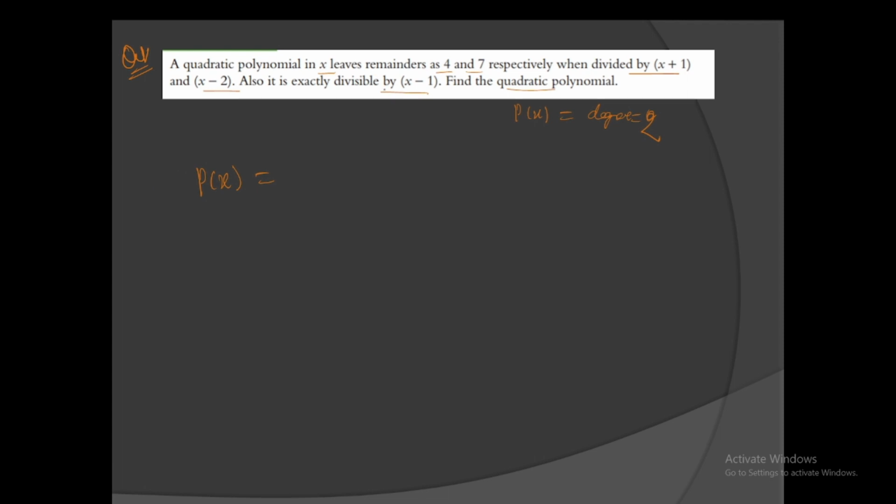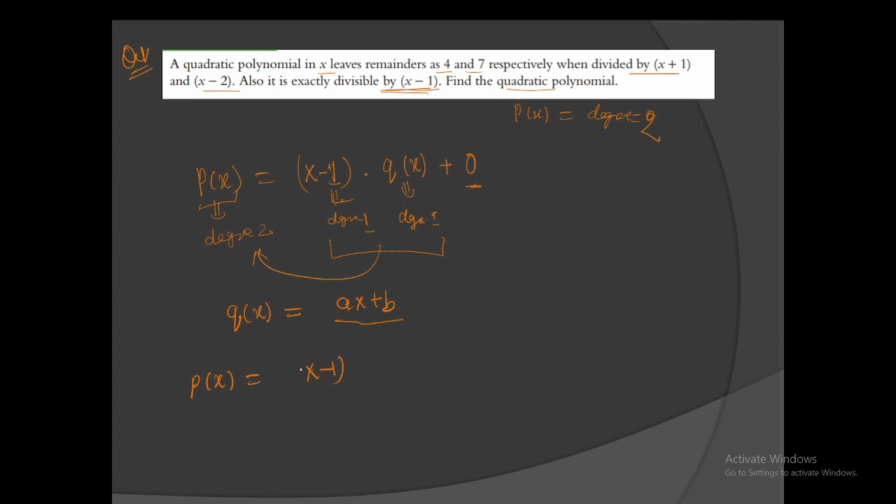P of x. Since it is given that it is divisible by x minus 1, so it can be written as x minus 1 times q of x plus 0. Since it is divisible, so the remainder will be 0. And this is having degree 2, this is having degree 1. So it will also have degree 1, so that when multiplied, it will turn out to be degree 2. So say q of x, that is our quotient, to be ax plus b. This is a linear, basically degree 1 polynomial. So p of x is equal to x minus 1 times ax plus b.